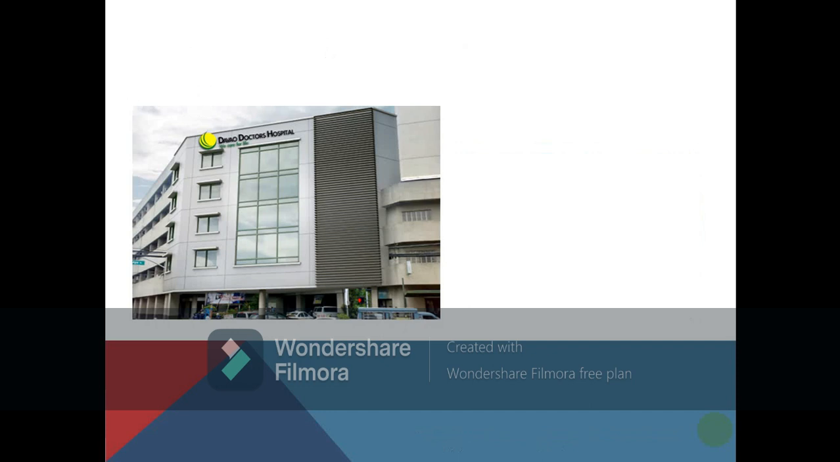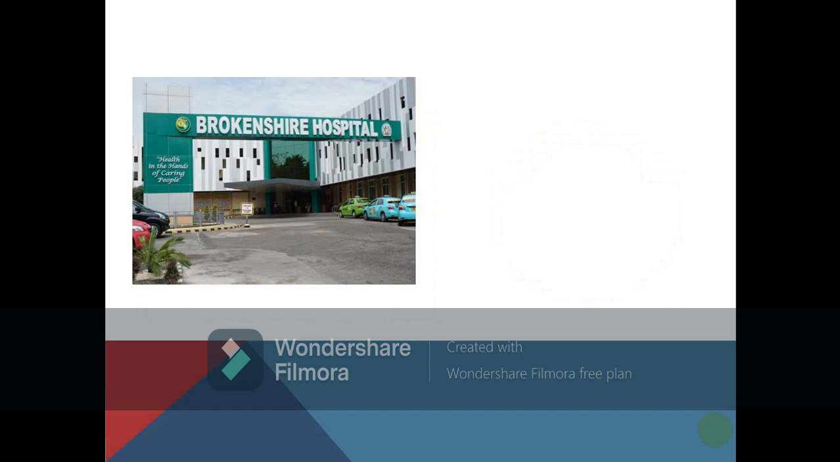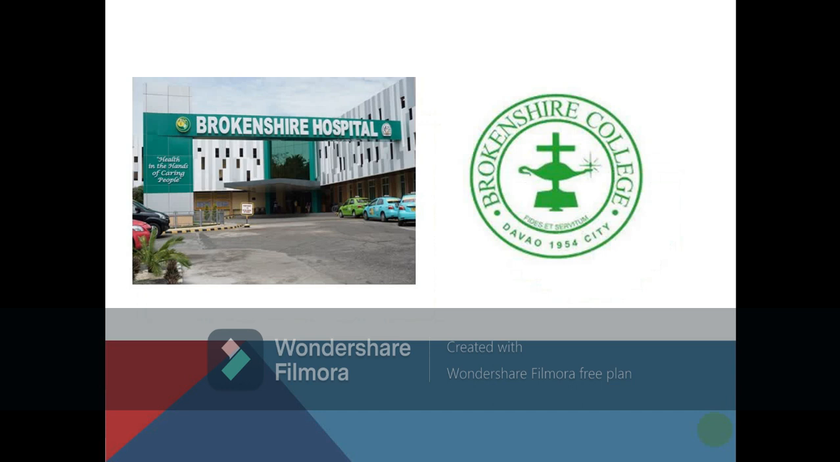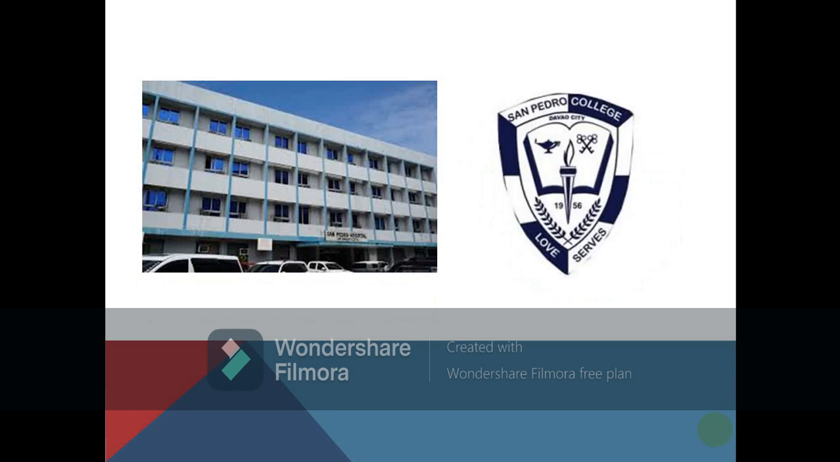The Davao Doctors Hospital. The Davao Doctors Hospital is a privately owned hospital founded in 1969 to address the increasing demand for nurses. The Davao Doctors Hospital School of Nursing, now known as Davao Doctors College, was established in 1975. Other examples are the Brokenshire Hospital, to which the Brokenshire College is attached, and the San Pedro Hospital, to which the San Pedro College is also attached.